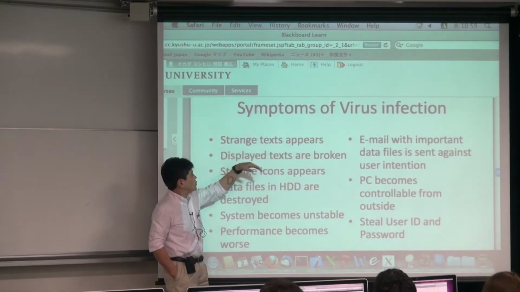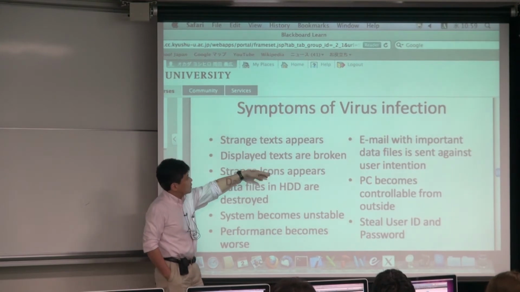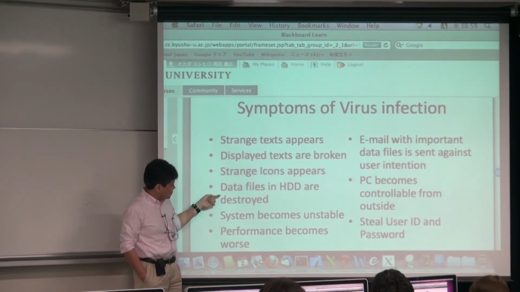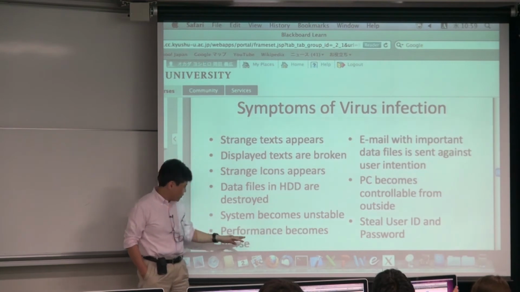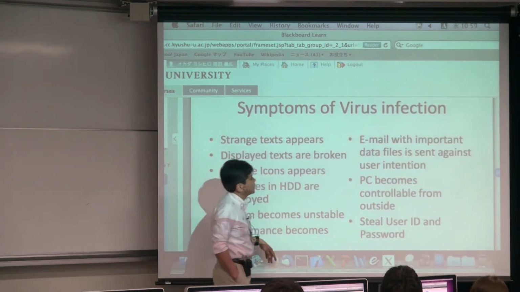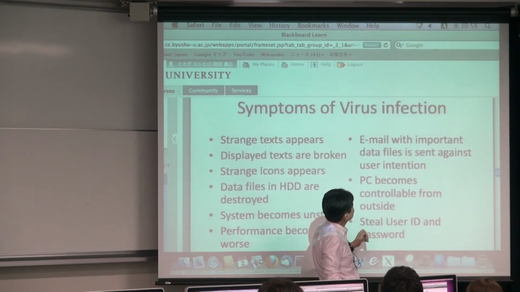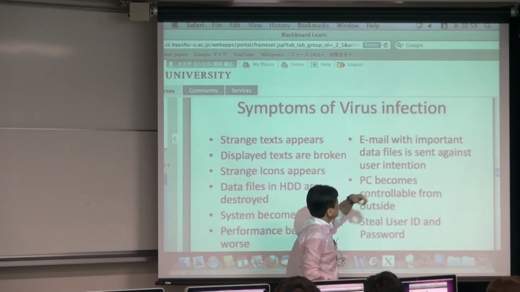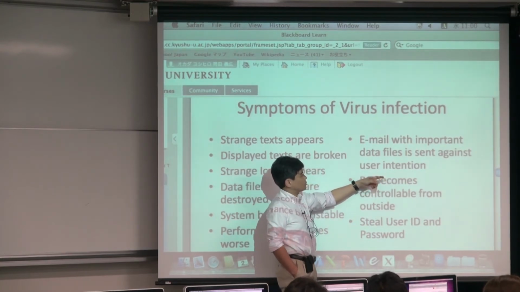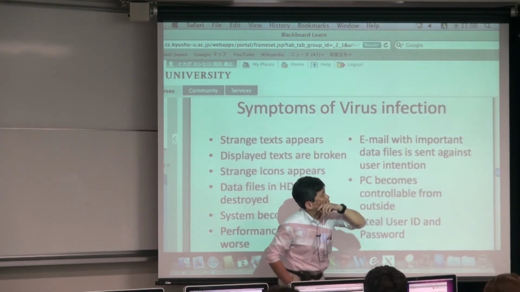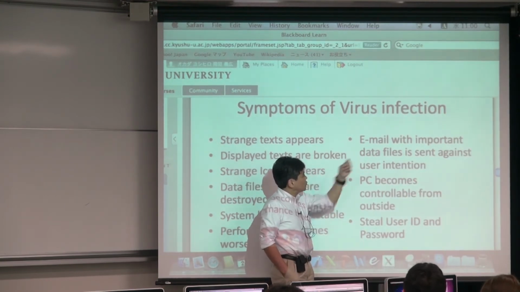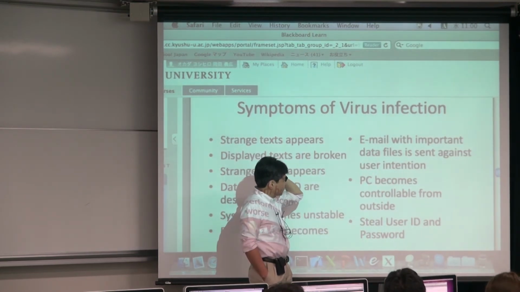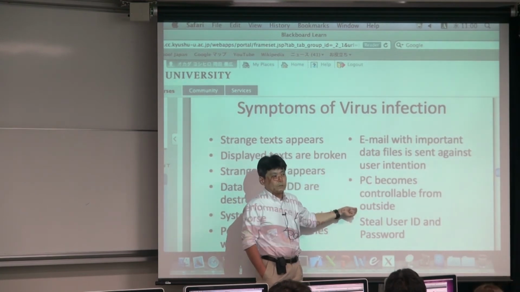Sometimes strange text appears, broken text is displayed, and strange icons appear. Data files are destroyed. The system becomes unstable. Performance becomes worse. And email will be sent automatically against the user's intention. It's sent to a bad person with an important data file as an attached file. Also the PC becomes controlled from the outside, by a bad person.